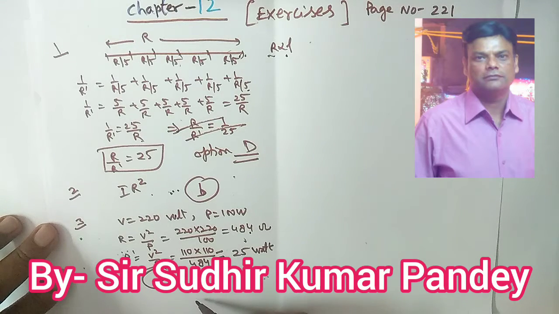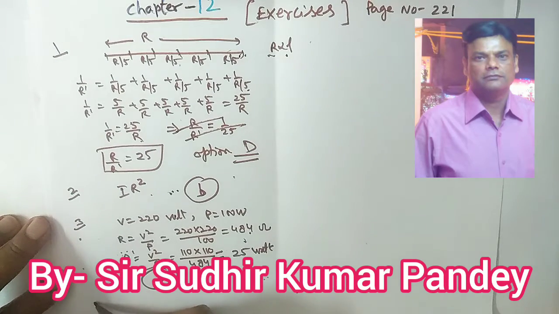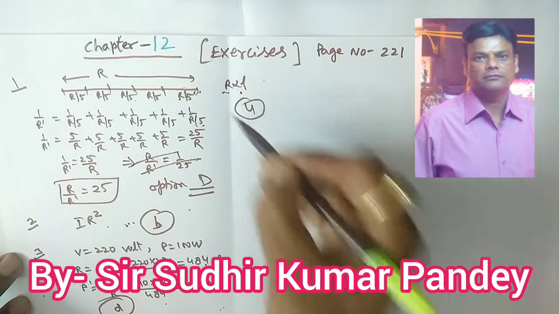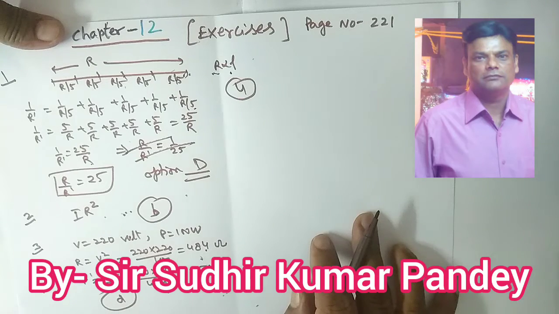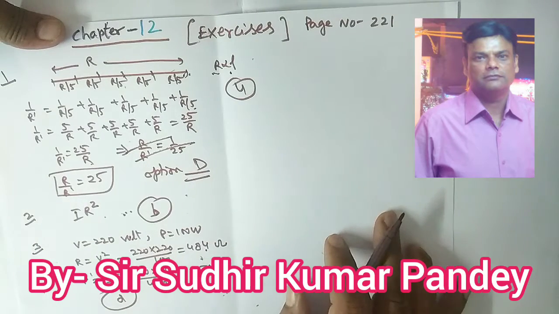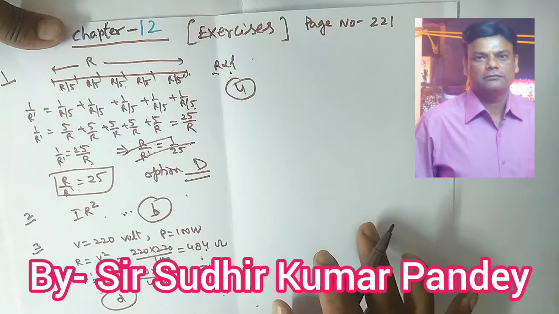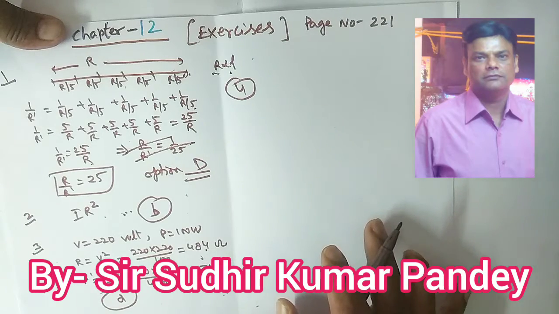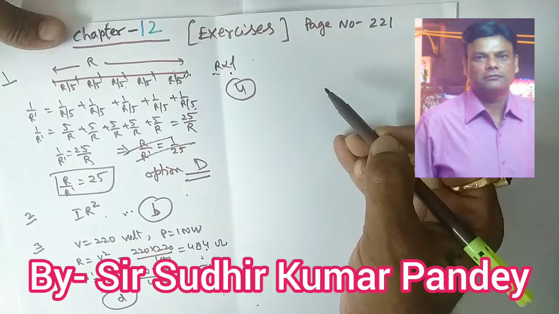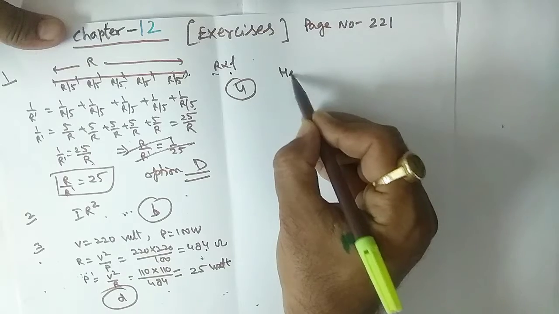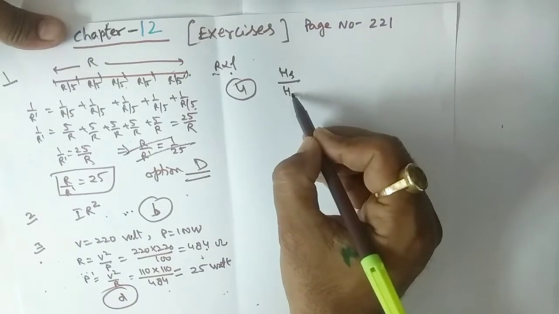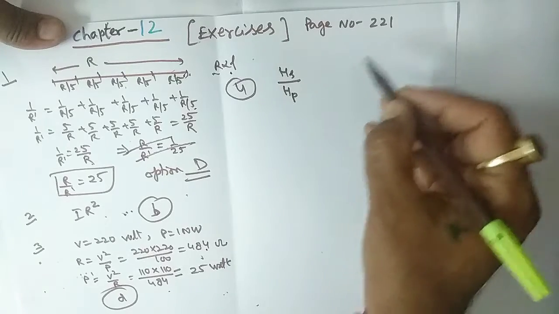Now come to the question number 4. In this question, it is asked two conducting wires of the same material, same length, equal diameter, first connected in series and then parallel across the same potential difference. The ratio of the heat produced in series and parallel. So you have to find the ratio of the heat produced in series and the heat produced in the parallel combination.